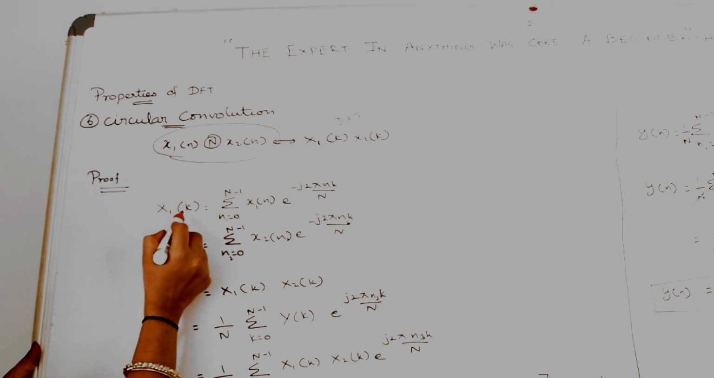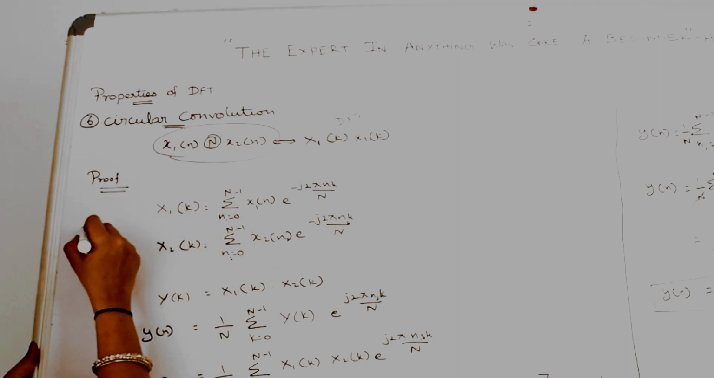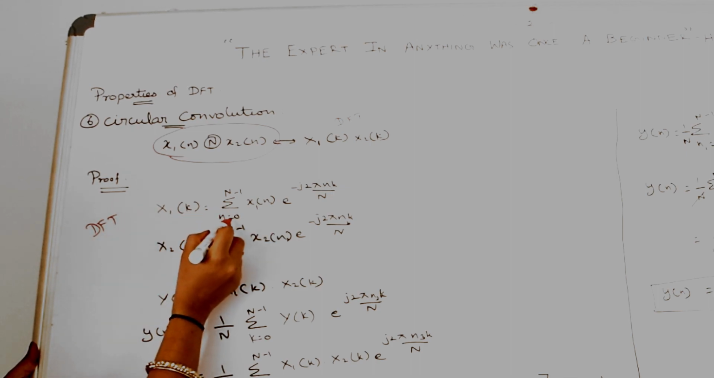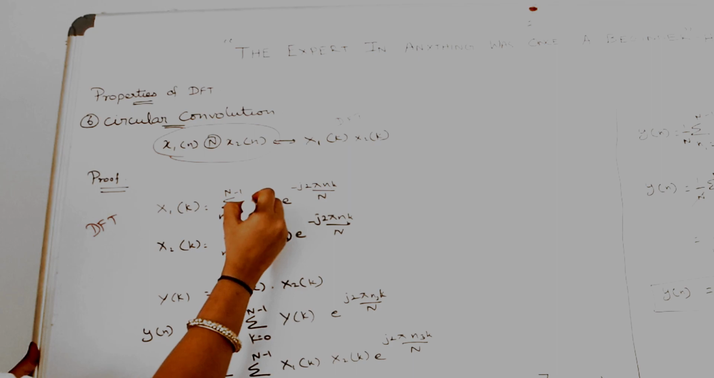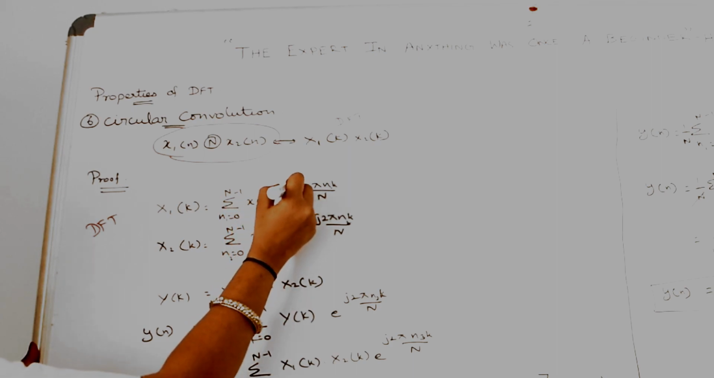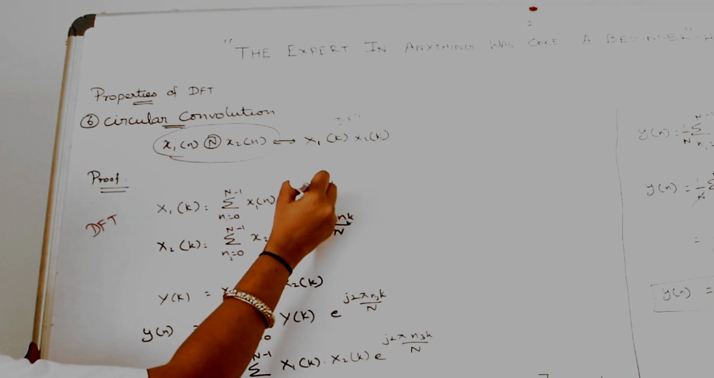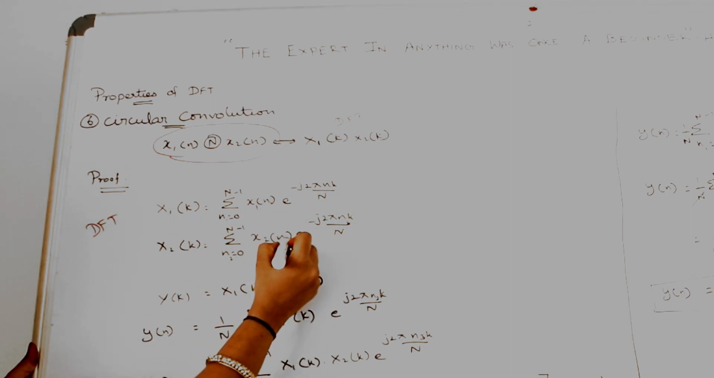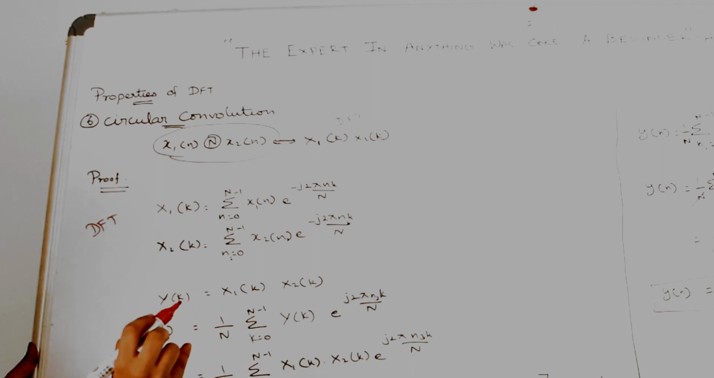First consider X1 of k. This is your DFT formula for X1 of k, which is equal to summation n1 equal to 0 to N minus 1 x1 of n1 e power minus j 2 pi n1 k divided by N. For identification I am considering this n1 as n2 and the next term as n3.